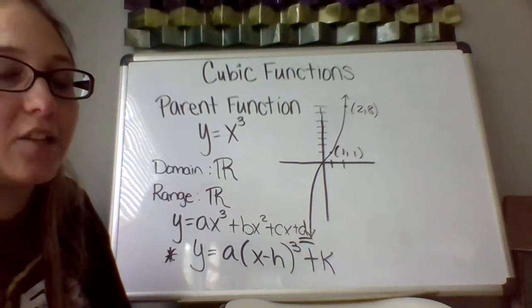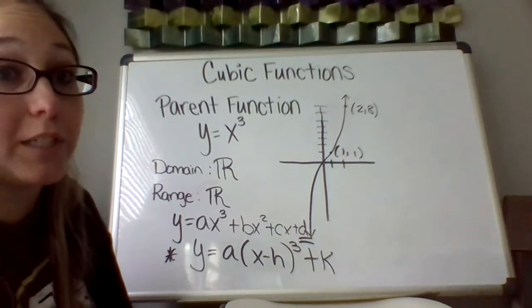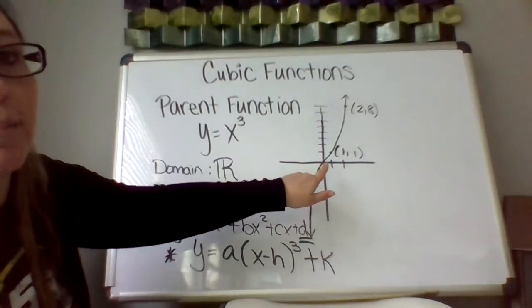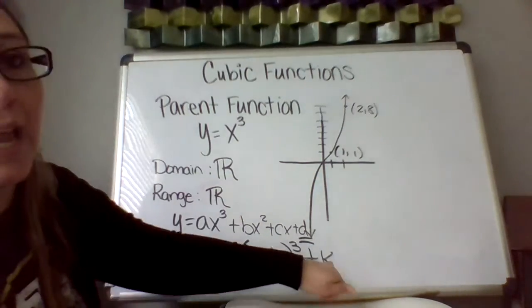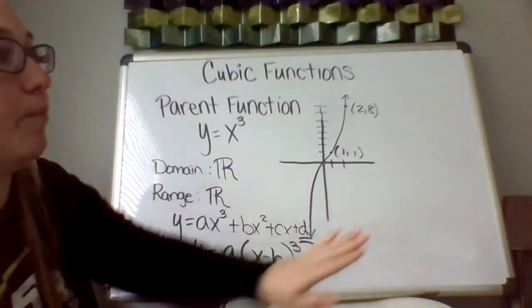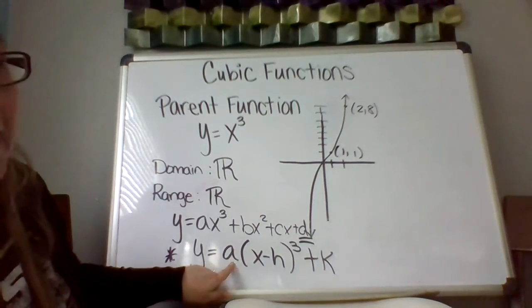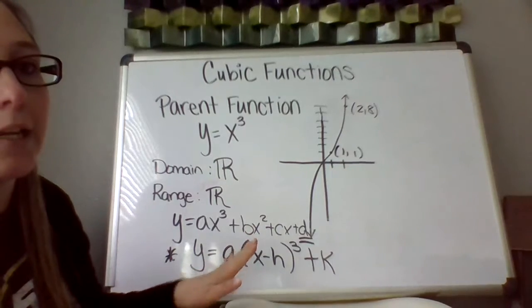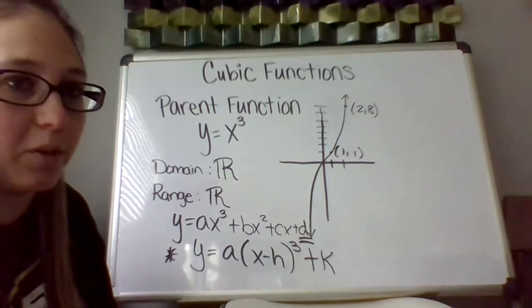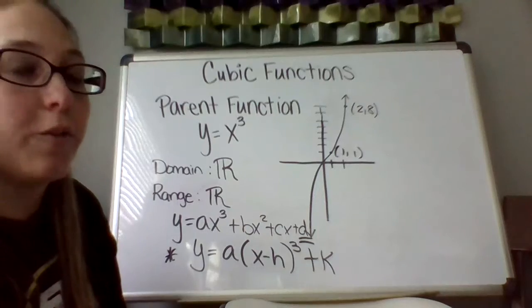Well, we know that the H and the K move the vertex. So right now with the parent function, my vertex is 0, 0. As we move H and K, it's going to move it up and down. Okay. The A value, we'll learn later that it moves it wider or skinnier and things like that. Very similar to quadratics.